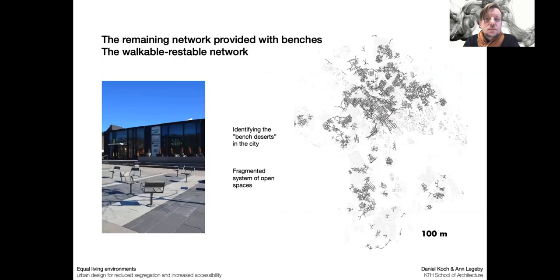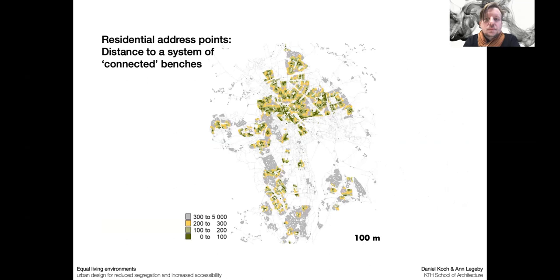Coming back to modifying the model, in this image, the street segments that are provided with benches build up a walkable, restable system and have benches frequently. And these are highlighted. We see that the city turns out to be rather fragmented. Moreover, we can identify large areas that turn out to be bench deserts and not accessible for all. It illustrates in a very detailed way where in the city new benches would make a difference in terms of increasing accessibility and the walkability of the city.